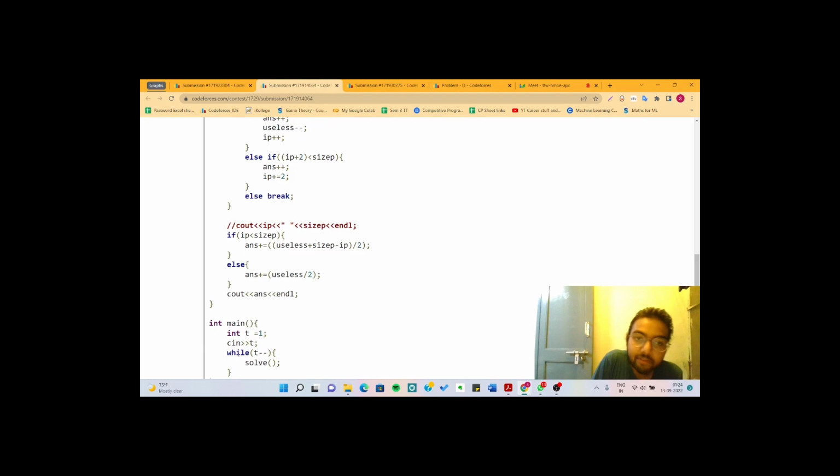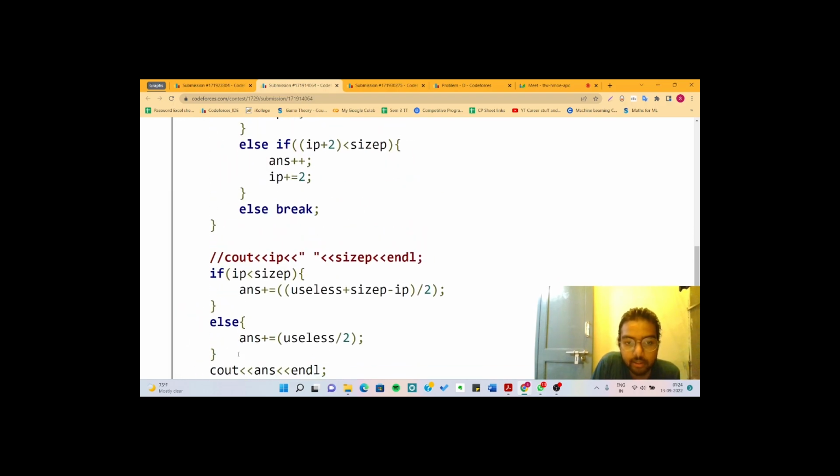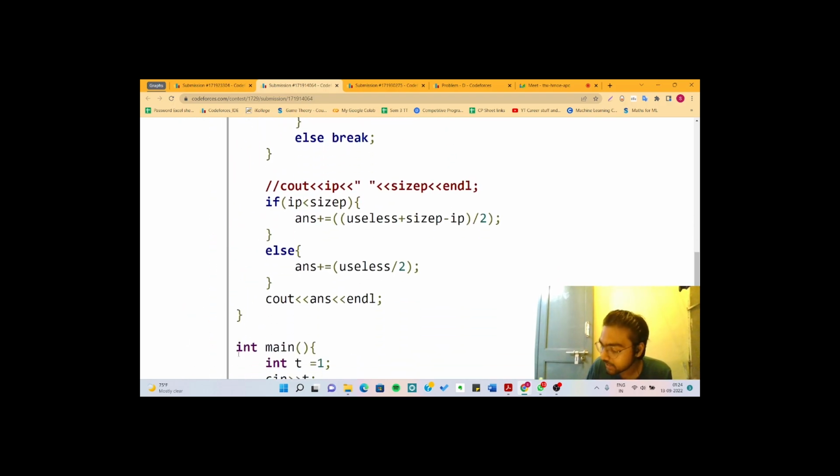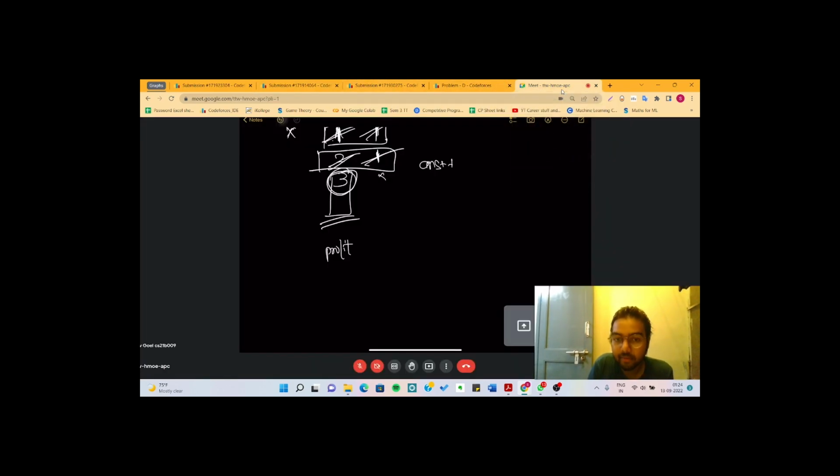Okay, now after breaking out from the loop, if there are still some profit people left, once again I'll just explain. If there are still some profit people left, let this be a profit array, let this be the good count. What you'll do is pair the profit people up.